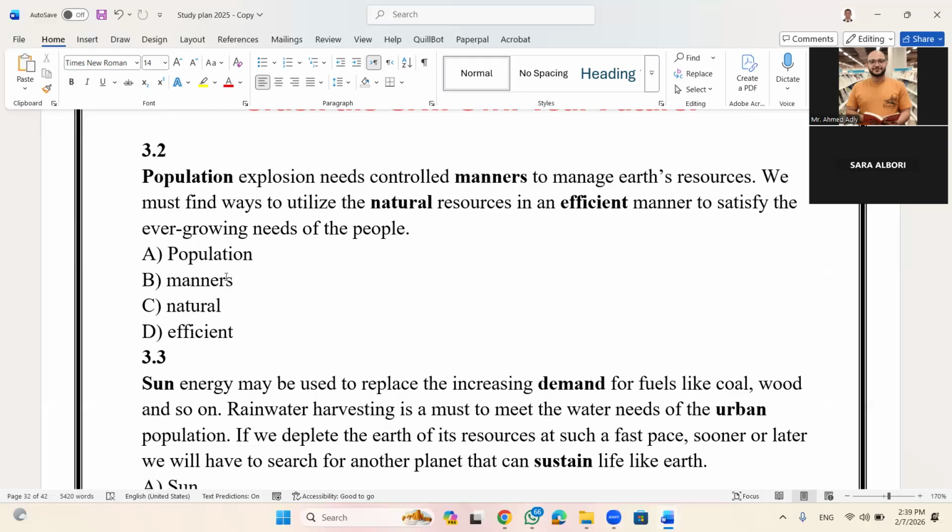Population is the number of people who live somewhere. So population explosion needs controlled manners to manage Earth's resources. Have you spotted something wrong here? It's not pollution. It is population. Population is good. The number of people who live somewhere.